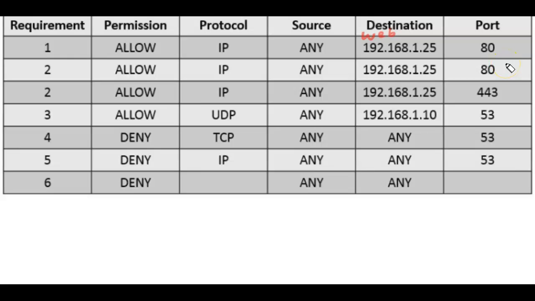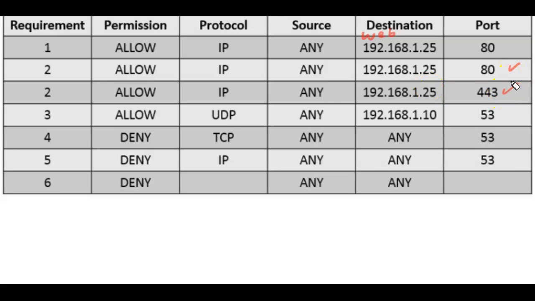I'm not sure why that is. I just pulled this off the internet somewhere, and it really doesn't make sense to have this and we don't really need it, but there it is. Down here, we're going to allow any IP traffic from anybody to this destination server with a port of 443.